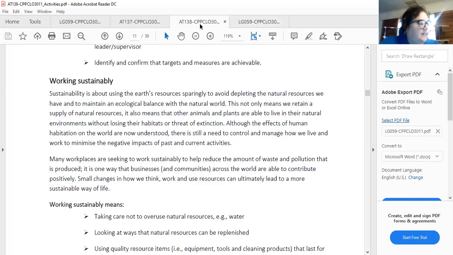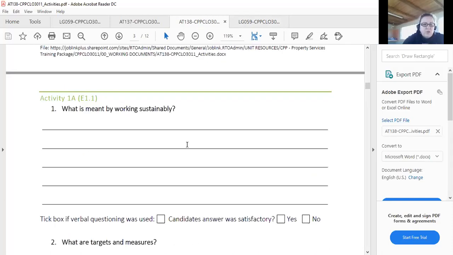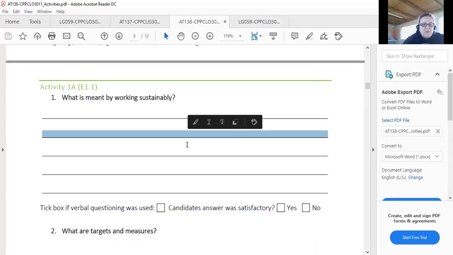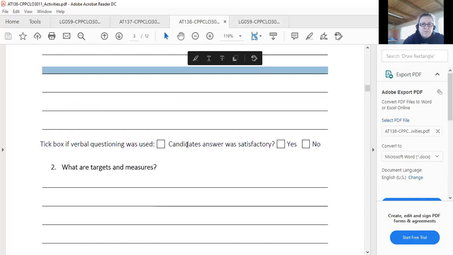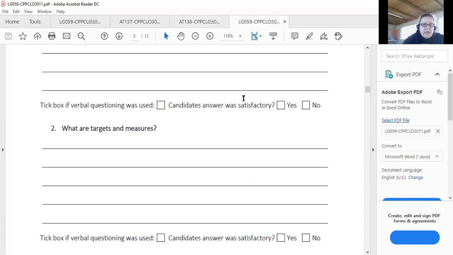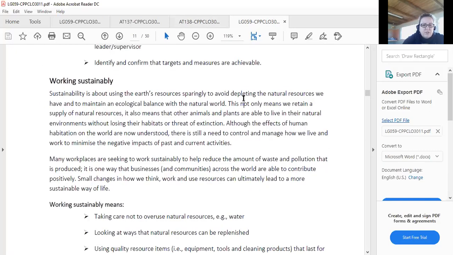Yes. All right, so question 2, what are targets and measures? That's covered really clearly in that same section. So going back to the learner guide, where it says what targets and measures are.